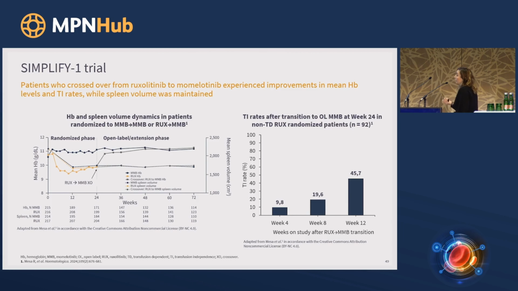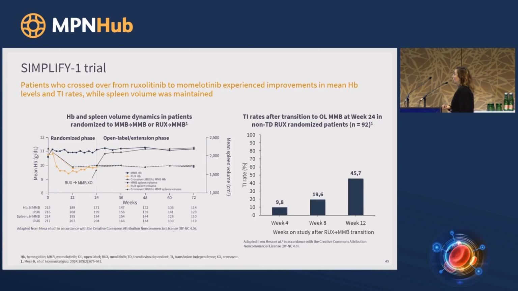As expected, patients initially randomized to ruxolitinib showed a significant reduction in hemoglobin level during the first 3 months. However, in those patients who transitioned to momelotinib, we observe a significantly rapid recovery of hemoglobin level, approximately 1 gram in the first month, maintaining the response in terms of spleen volume reduction.